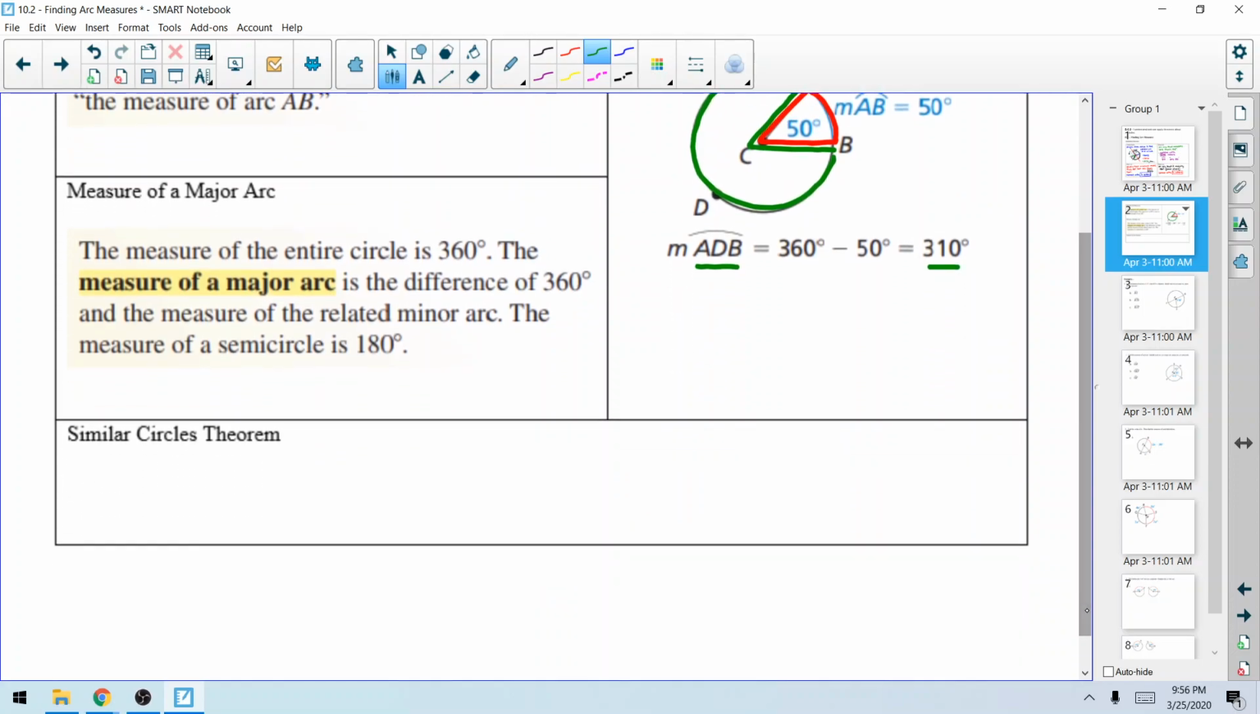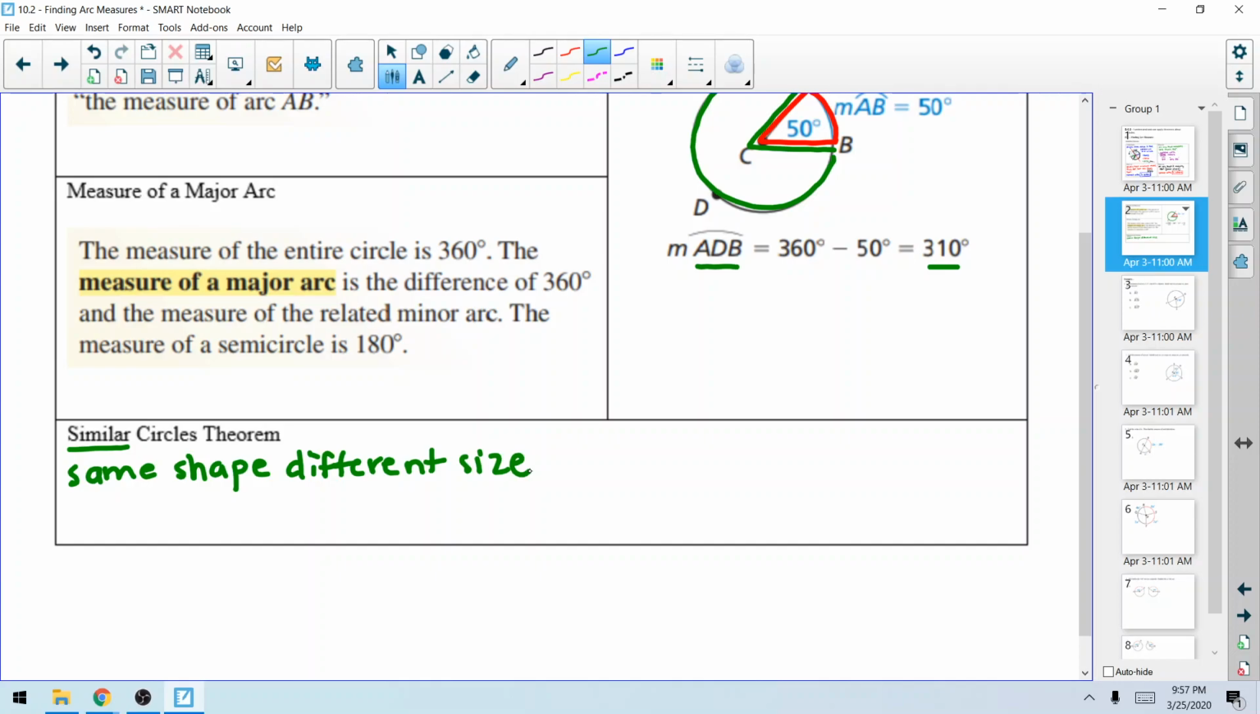Last definition we're working with, similar circles theorem. So first of all, do you remember similar? Same shape, different size. That's the definition of similar. Okay, think about this for a minute. We're talking about circles. All circles. And the definition of similar is same shape, but different size.